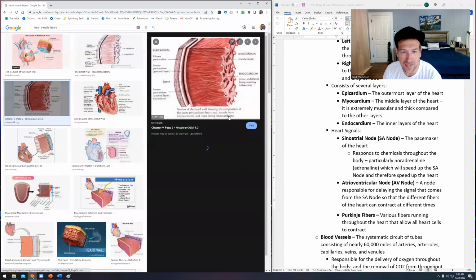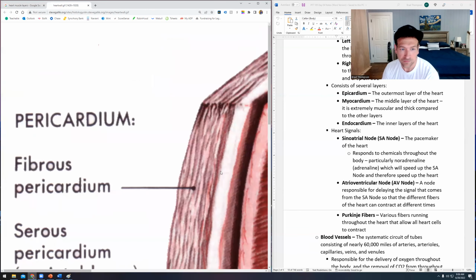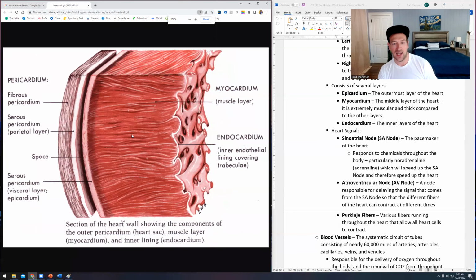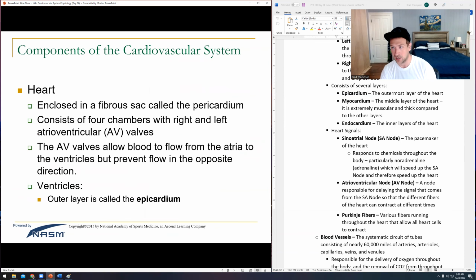So these are kind of what the walls of your heart actually look like. This is kind of fun, but you can see here, there are several different layers inside the heart. The first one is what is called your epicardium. Okay, so the epicardium is this layer right here. Now, this is somewhat confusing because they're not going to mention your pericardium.